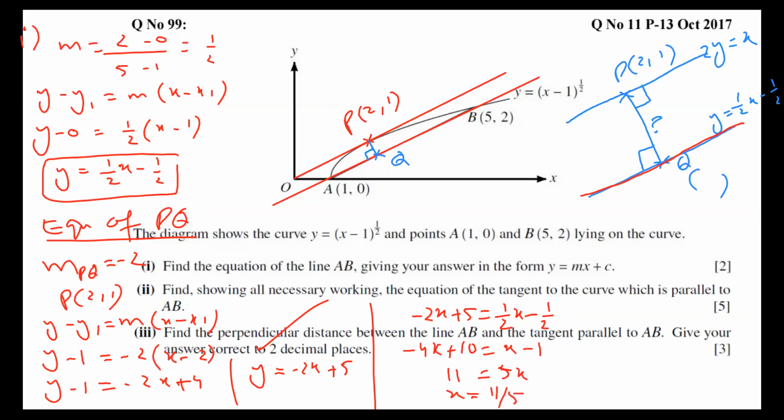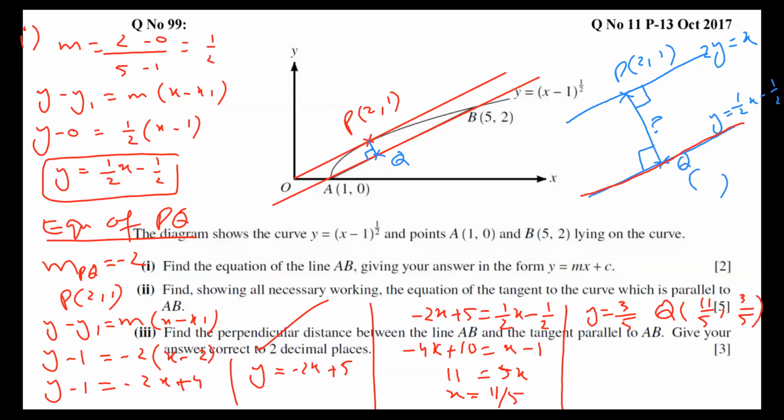Okay. If x is coming 11 over 5, we can find y even. This value you can replace here, and let's see what answer comes. So try to calculate this one. Okay, I do it directly to save my time. Negative 2 times 11 by 5 plus 5 is coming 3 by 5. So it means y is coming 3 by 5. So the Q coordinate which I'm getting here is 11 by 5, comma 3 by 5.